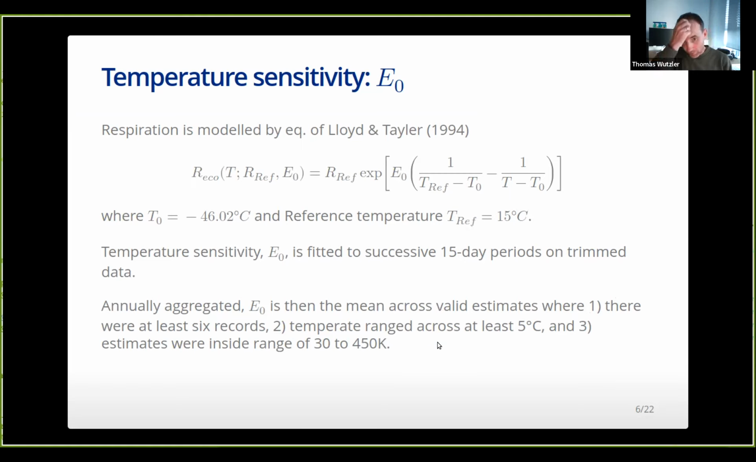If any of these conditions are violated, like you have a temperature range of only 1 degree Celsius, you of course can fit the temperature sensitivity, but it's not very robust because you don't have the full temperature range.